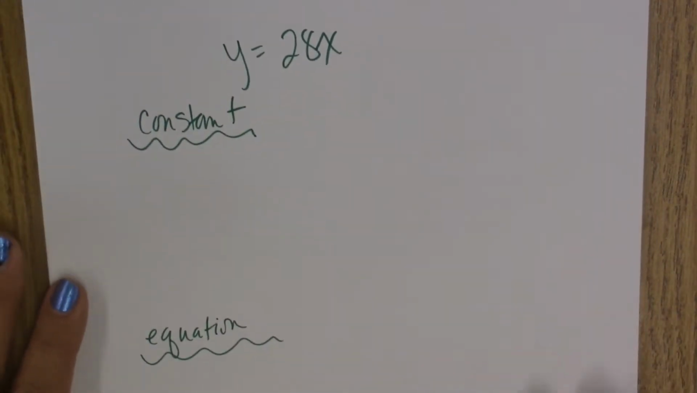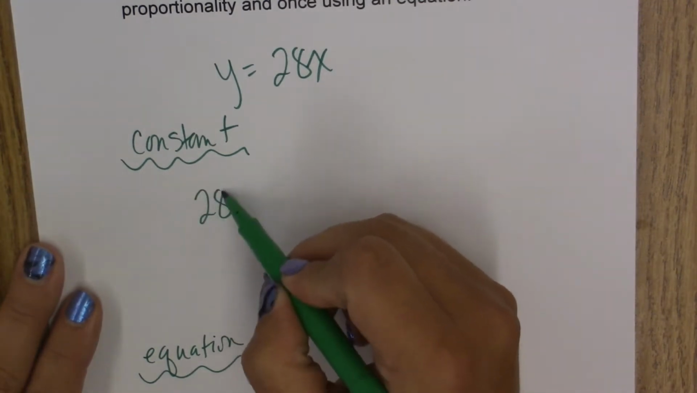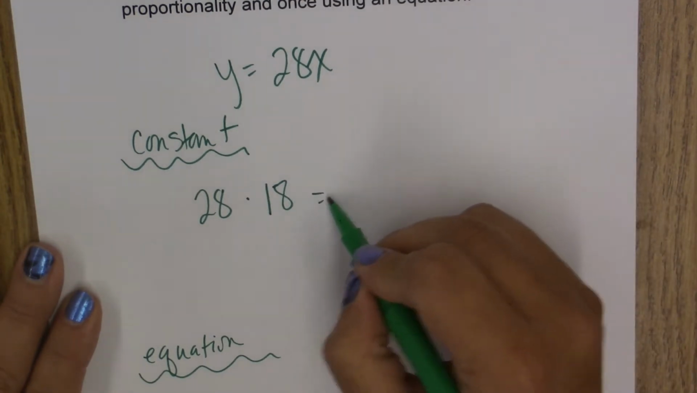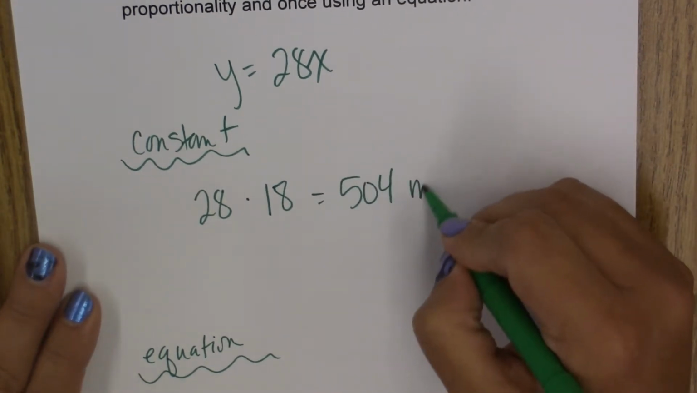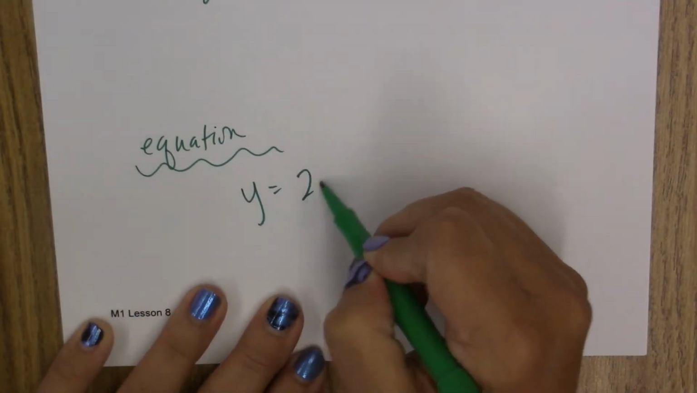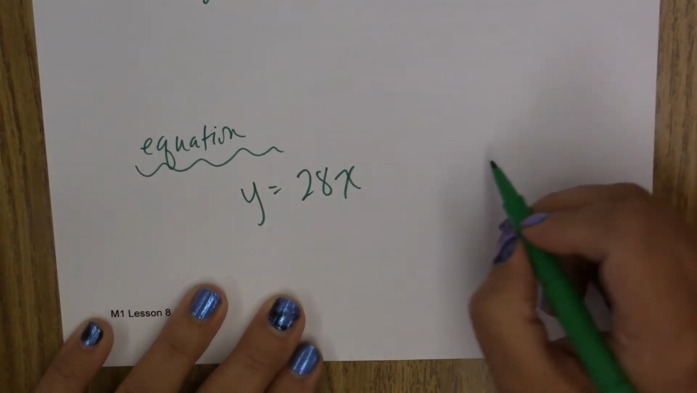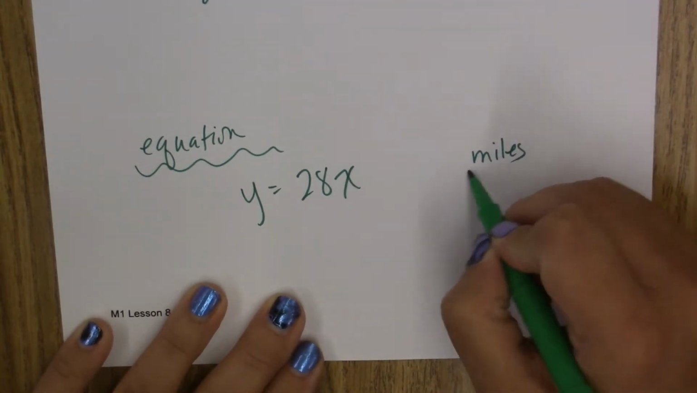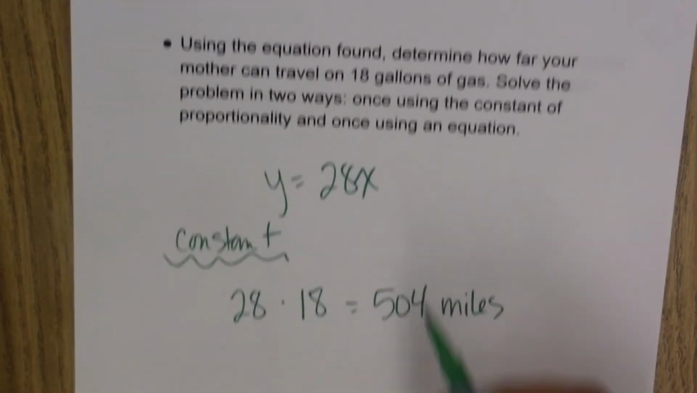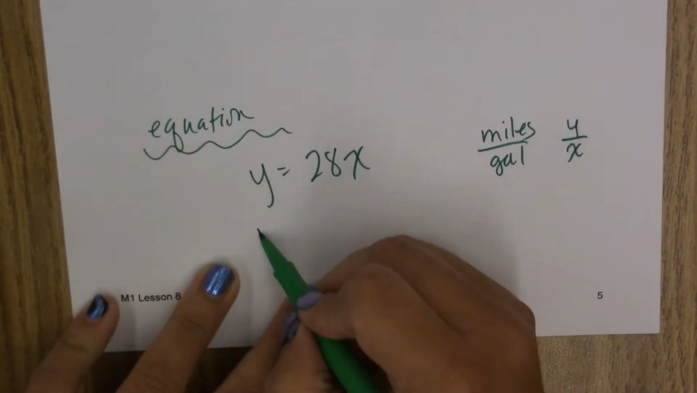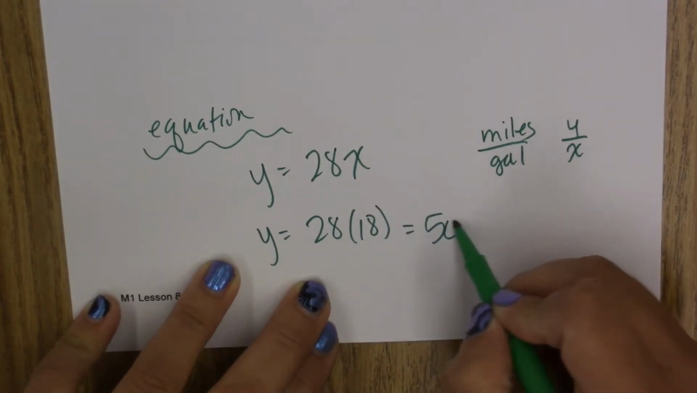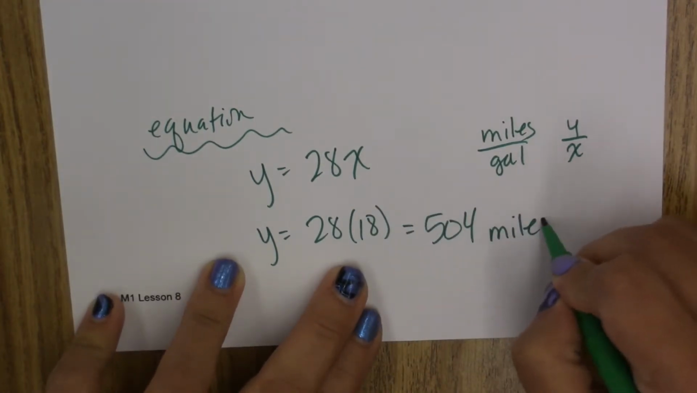All right, so for our constant, we know that she goes 28 miles for every gallon, and she has 18 gallons. So we're going to multiply these two together. And when we do that, we get that she can go 504 miles. If we use our equation, y equals 28 times x, we know that we're doing miles to gallons. So our number of gallons is our x, and up here we're using 18. So y equals 28 times 18, which is the same problem we just did, so 504 miles.